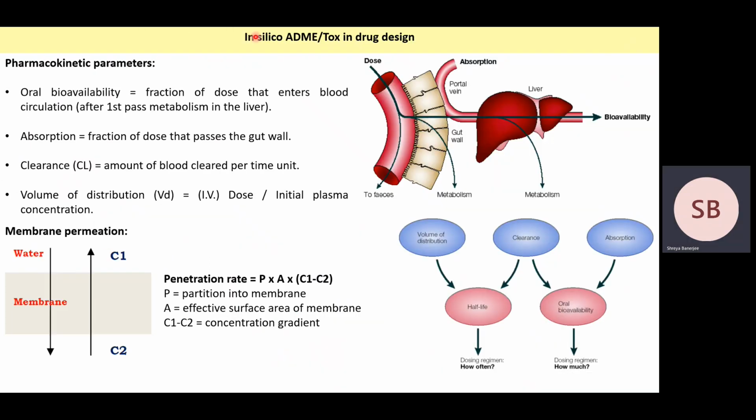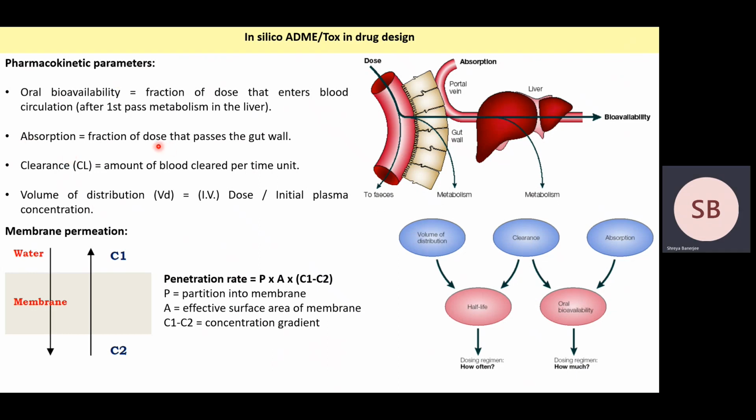So what are the in silico points that must be considered during drug design? These are the pharmacokinetic parameters, and they are firstly the oral bioavailability. That is the fraction of the dose that enters the blood circulation after first metabolism in the liver. This must be sufficiently high. Only then enough of the drug will enter the blood circulation and finally the affected region.